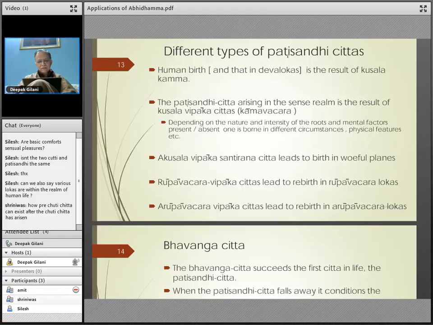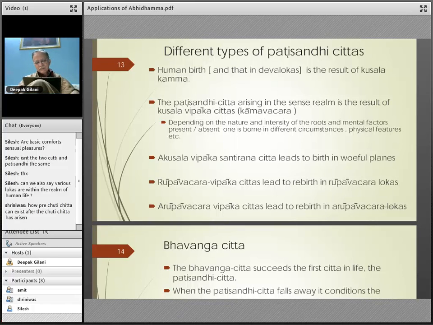So if you see slide number 13, I'll just try to put that in brief. Human birth and that in the Devalokas is the result of Kushala Kamma, and Kushala Kamma which is powerful, which has roots, not rootless. Then the Patisandhi Chitta arising in the sense realm is the result of Kushala Vipaka Chittas, Kama Uchar. Depending on the nature and intensity of the roots and mental factors which are present or absent, one is born in different circumstances with different physical features. Somebody is born handsome, somebody is born ugly, somebody is born with defects, somebody is born with great intelligence. So it all depends on those kinds of things.